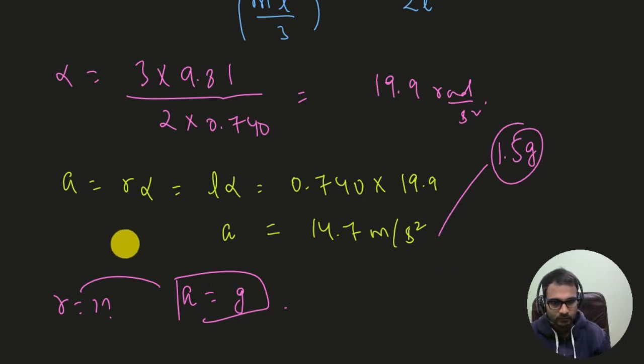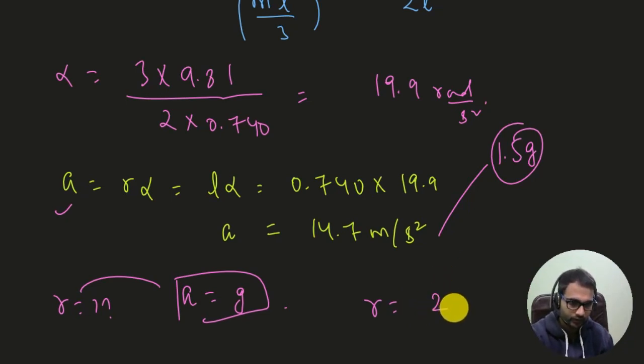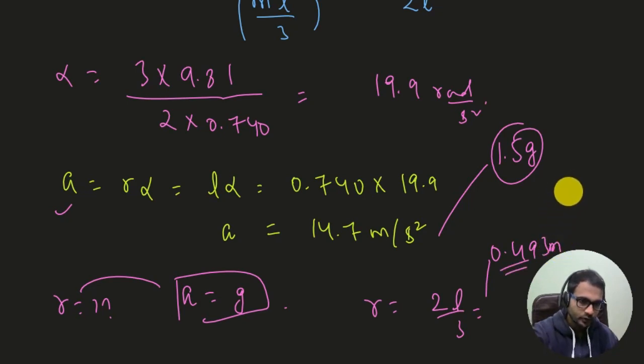Simply you can use this equation to find the result. You'll get the result to be 2L divided by 3, and if you put L as 0.740, you'll get 0.493 meter. So this is all with this video.